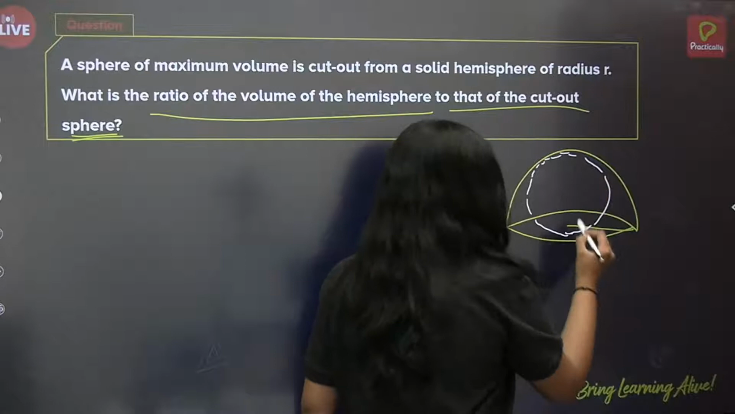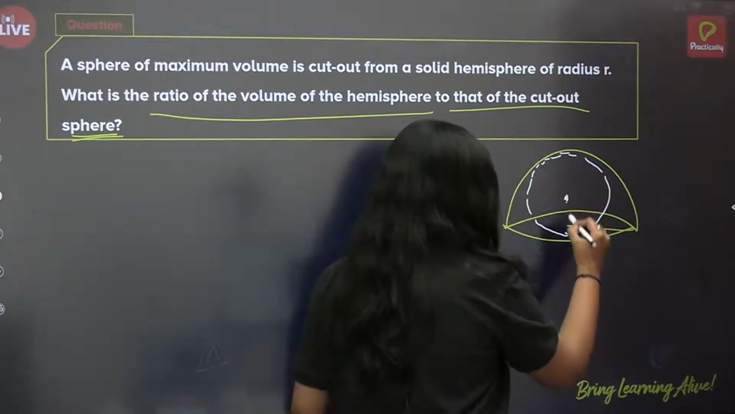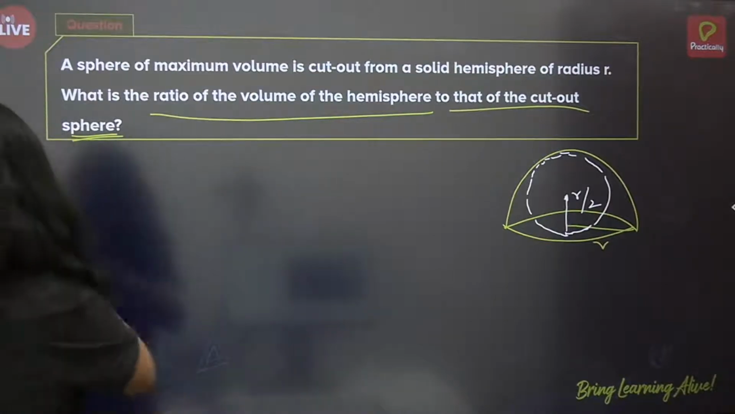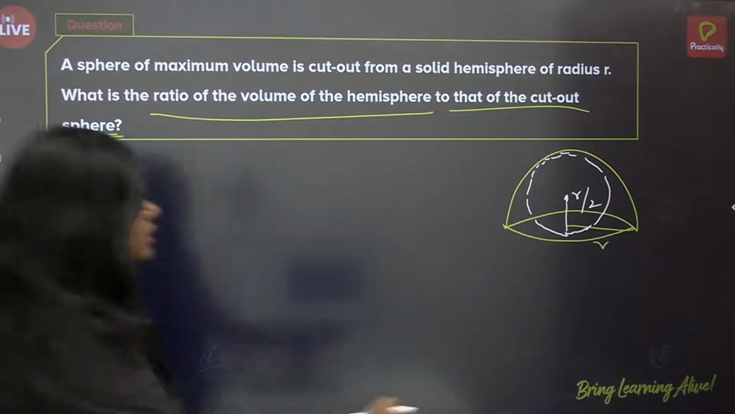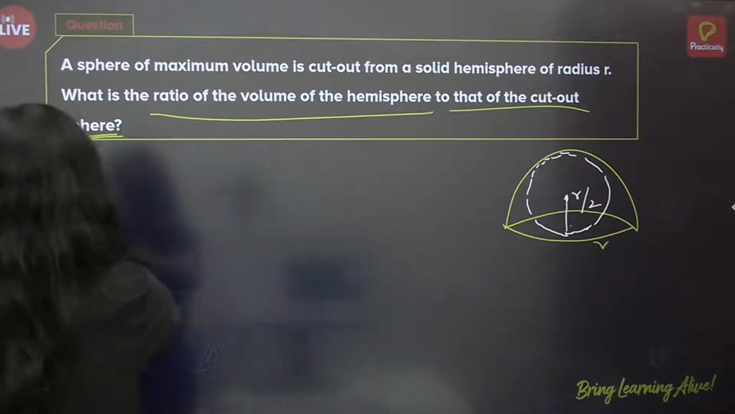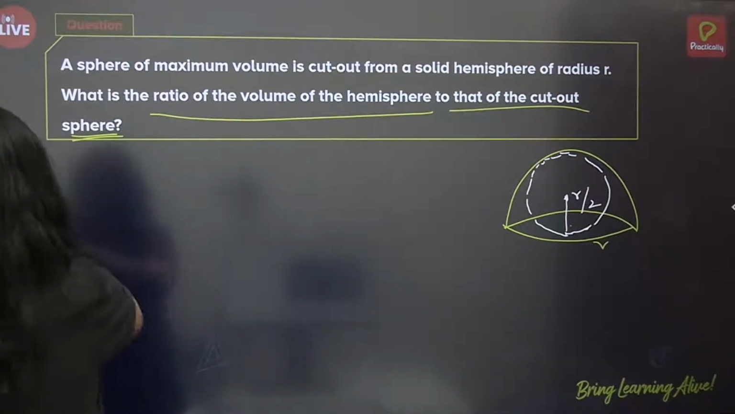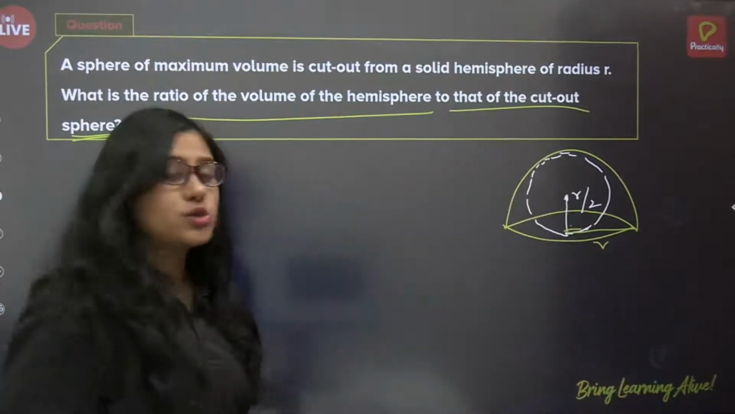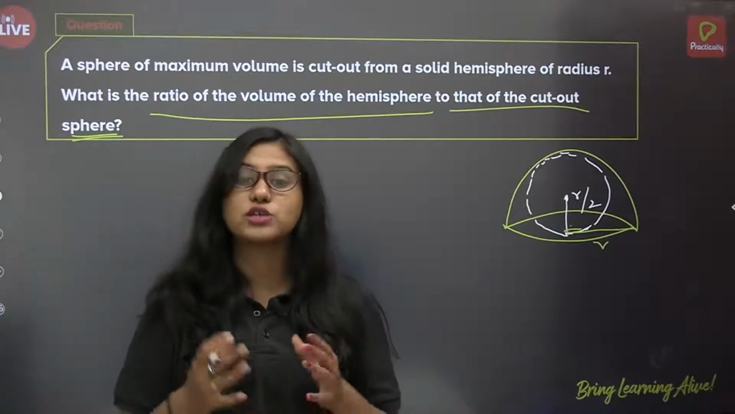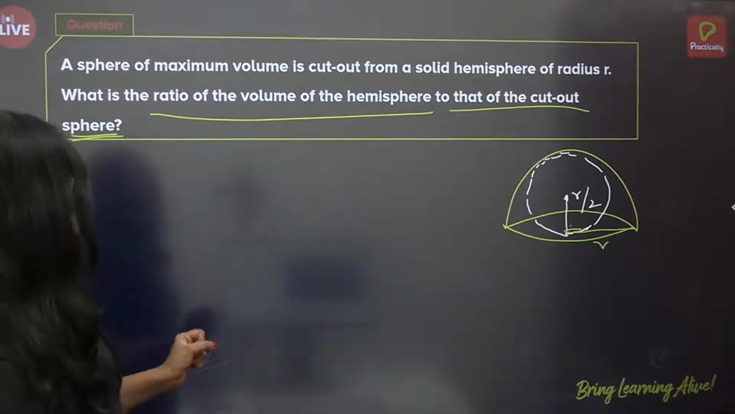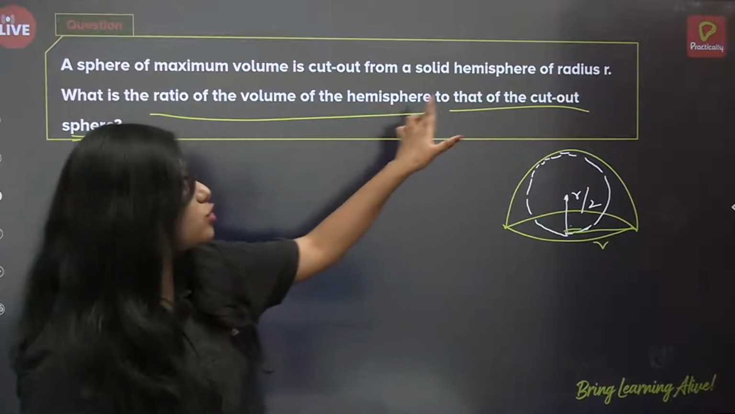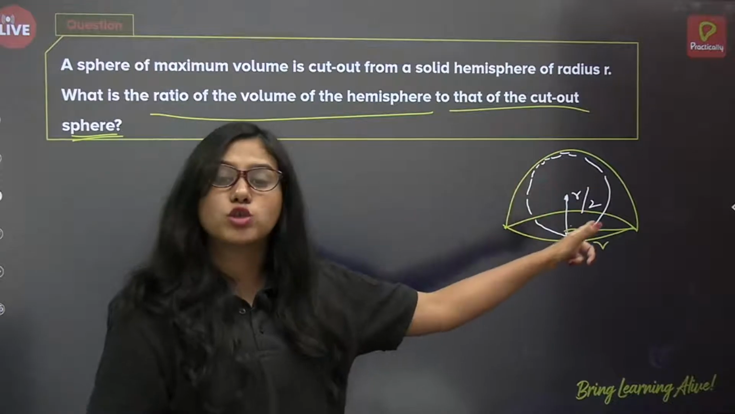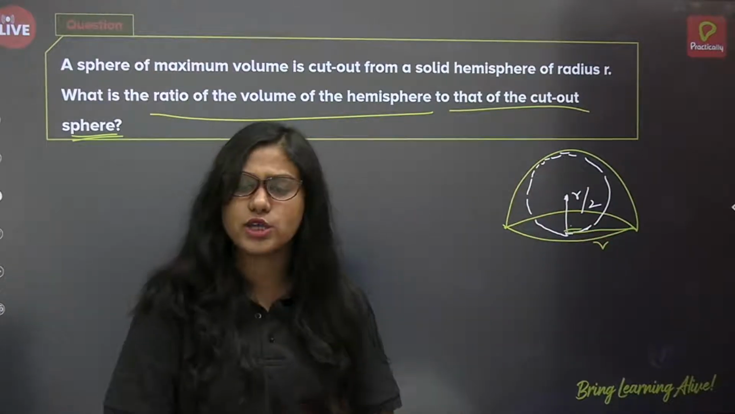So now this radius will be R by 2, correct? Let me redraw it neatly so that you will understand. Now the radius of the sphere is R by 2. What do we have to find? The ratio of the volume of the hemisphere to the volume of the cutout sphere. We know the radius of the hemisphere and also the radius of the sphere. Isn't it easy to find the ratio of both the volumes?